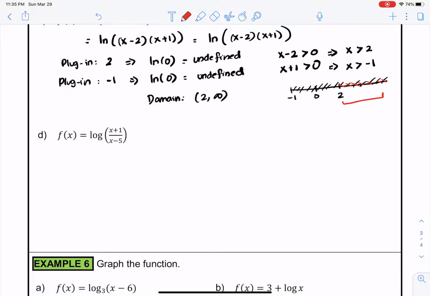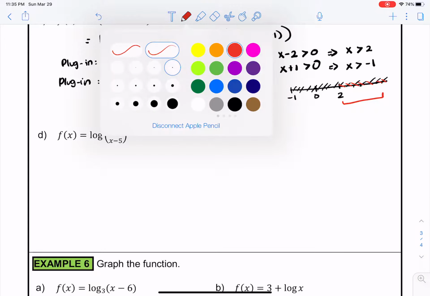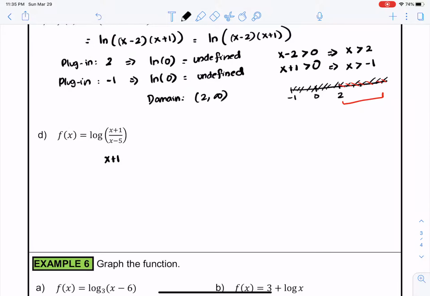In the second problem, or in part D, we want x plus 1 to be greater than 0. We want x minus 5 in the denominator to be greater than 0. So this would mean x is greater than negative 1, and x has to be greater than positive 5. So if we plug in any number less than 5, we'd end up having a negative in the log.